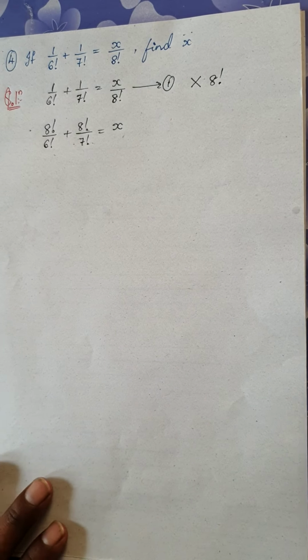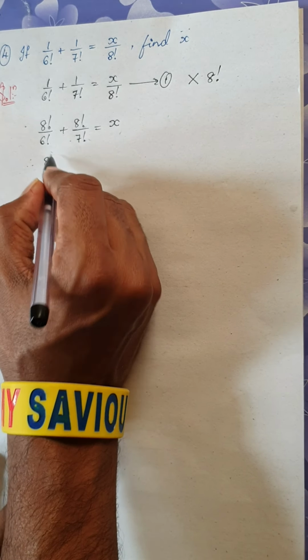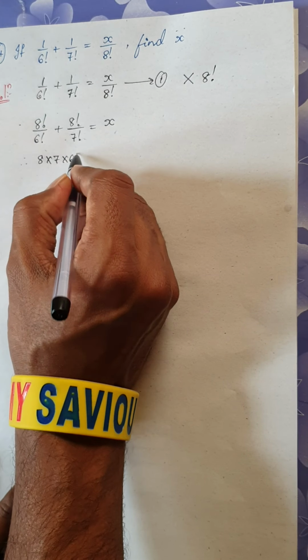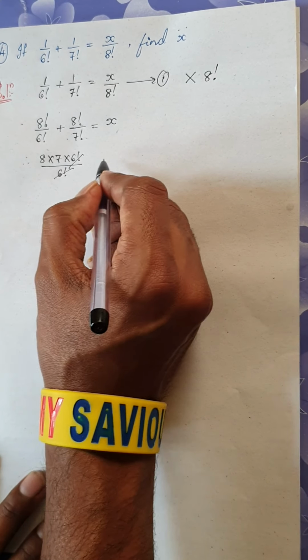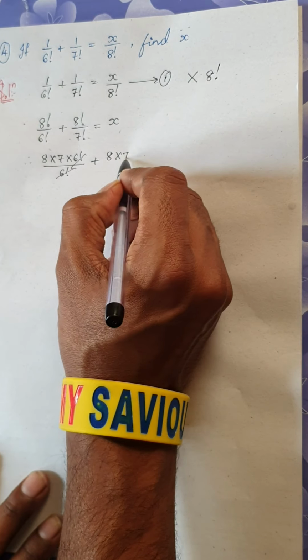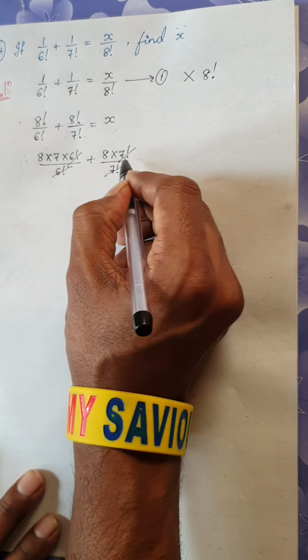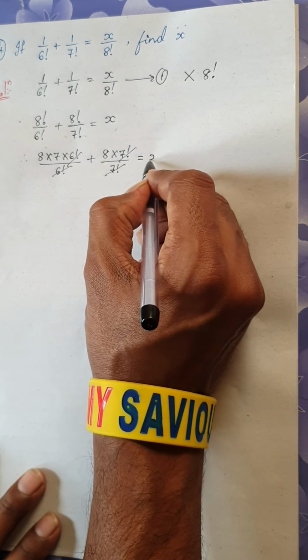Okay, so see what happens now. Therefore, if you have to simplify, you can keep this as 8 into 7. Okay, so 8 into 7 into, I'll stop it with 6 factorial, so I can cancel with the denominator. Similarly here, 8 factorial can be written as 8 into, stopping with 7 factorial, so that I can cancel with the denominator. So this will be my value of x.